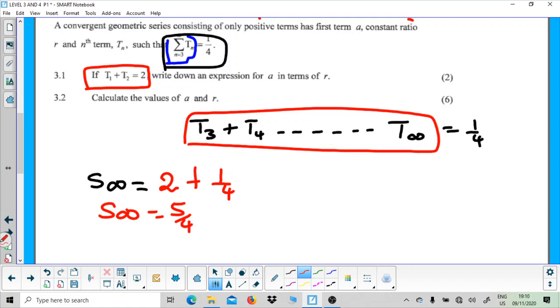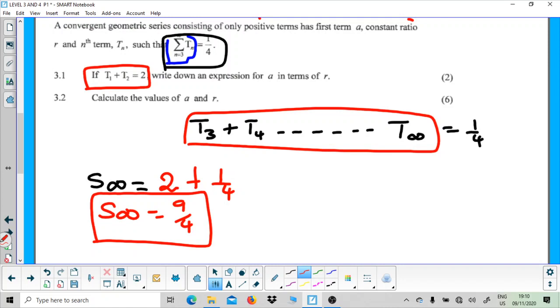Did you say 5 over? No, oh, that's the thing. 9 over 4. We just never know what you're saying exactly. Well, that was the correct sum to infinity, but just to make sure things are clear here.